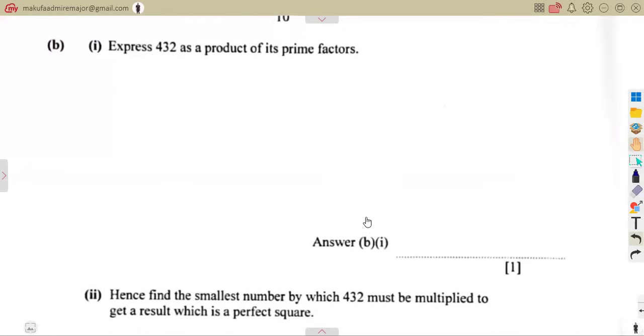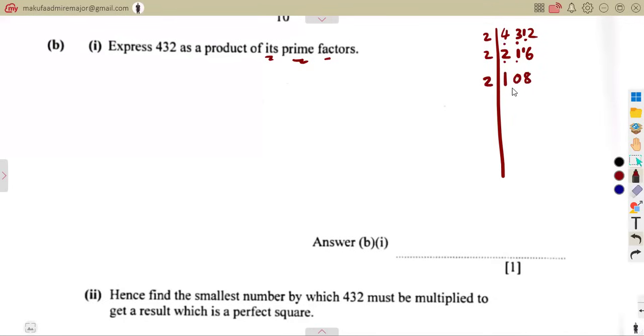All right. B, item 1. You are given: express 432 as a product of its prime factors. So you're going to divide by the smaller number 2. 2 into 4 is 2, 2 into 3 is a 1 with a remainder of 1, 2 into 12 is 6. So that is 216 divided by 2. 2 into 2 is 1, 2 into 1 is a 0, 2 into 16 is 8. Again by 2: 2 into 10 is a 5, 2 into 8 is a 4, 2 into 4 is a 2. Then 2 into 5 is 2 with a remainder of 1, 2 into 14 is a 7. We cannot use a 2, so we're going to use a 3 into 27, a 9, a 3, a 3, a 1.